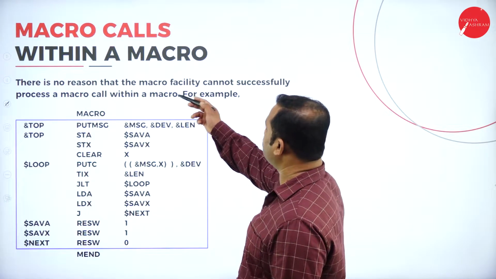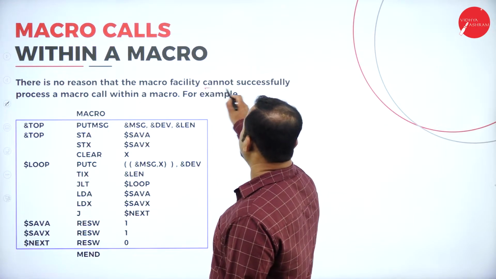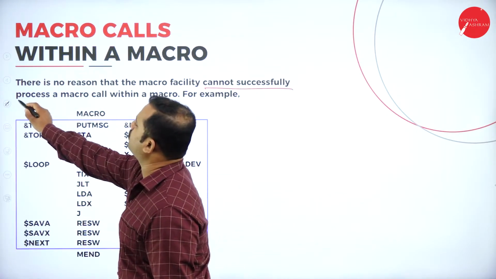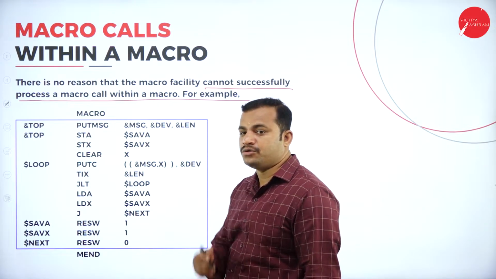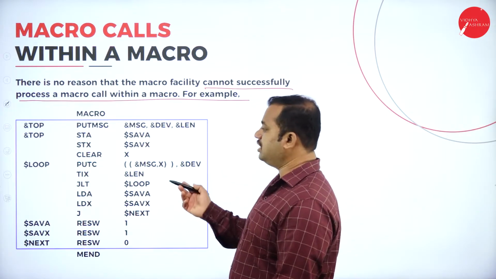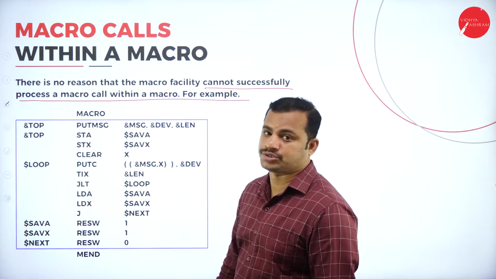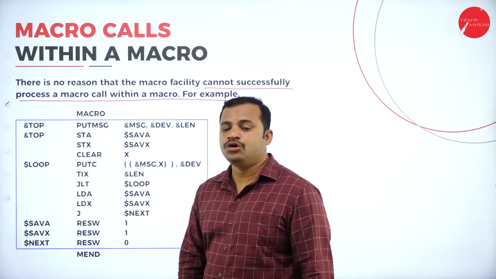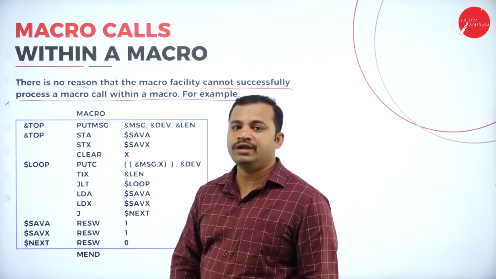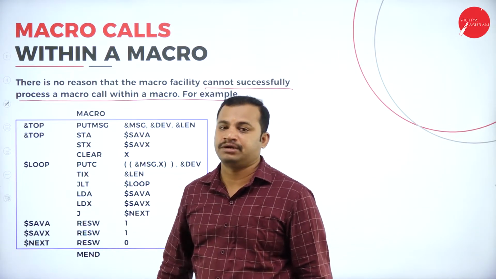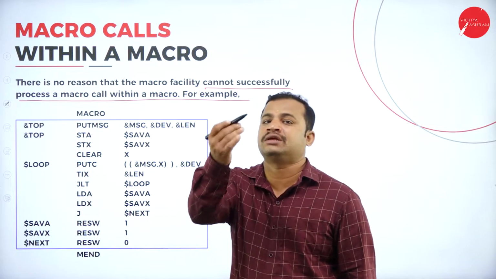Now, there is no reason that the macro facility cannot successfully process a macro call within a macro. For example, if I have one macro within another macro, then it is called nested macros, similar to the incorporation of one for loop within another for loop, or one if statement within another if statement. We have one macro within another macro.